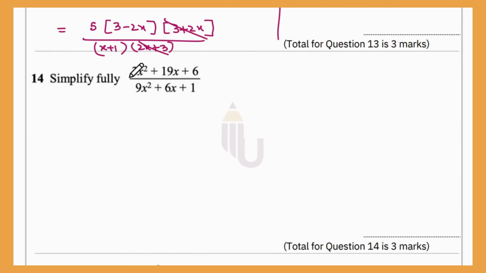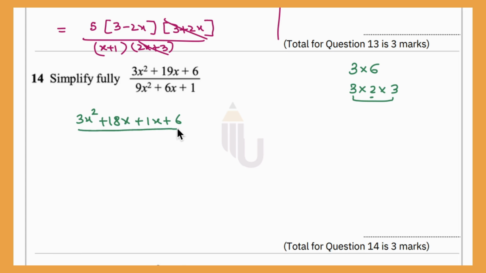Now here also we have to do the same thing. We have to just work on factors of both numerator and denominator. So we will write for the numerator as 3 times 6, then 3 times 2 times 3, and I can see that 3 3s are 9, 9 2s are 18, 18 and 1. So the numerator will be 3x square plus 18x plus 1x plus 6, while in the denominator I can write it down as 3x plus 3x, so 9x square plus 3x plus 3x plus 1.